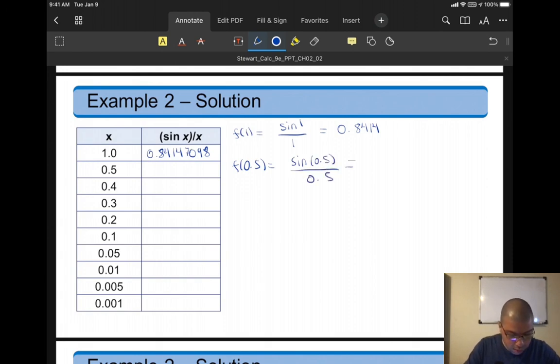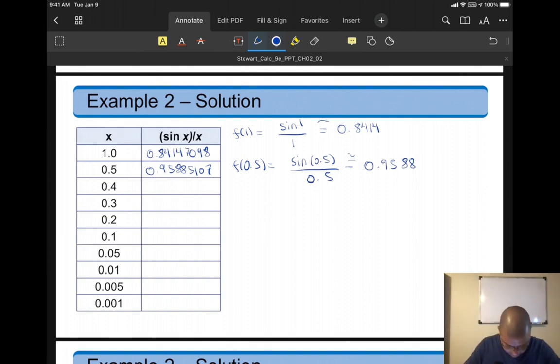So I'll do that in my calculator. So that will be sine 0.5 divided by 0.5. So that will be 0.9588 or something. So just write the whole thing here: 0.95885107. And you can keep doing that, right?